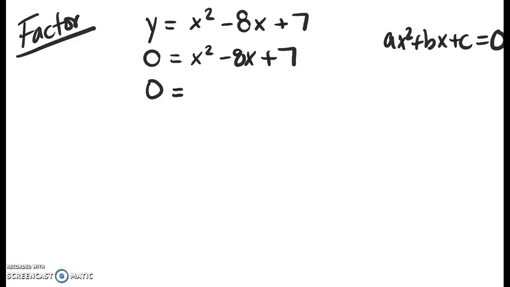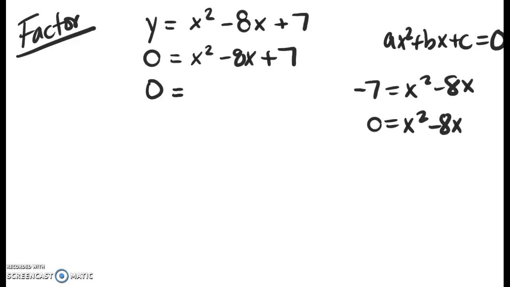Sometimes you'll have a problem that doesn't even have a y. It could say this, and it will say solve for x. So we'd have to move the 7 over by adding 7 to both sides and make it look like this. And then we would go about solving.